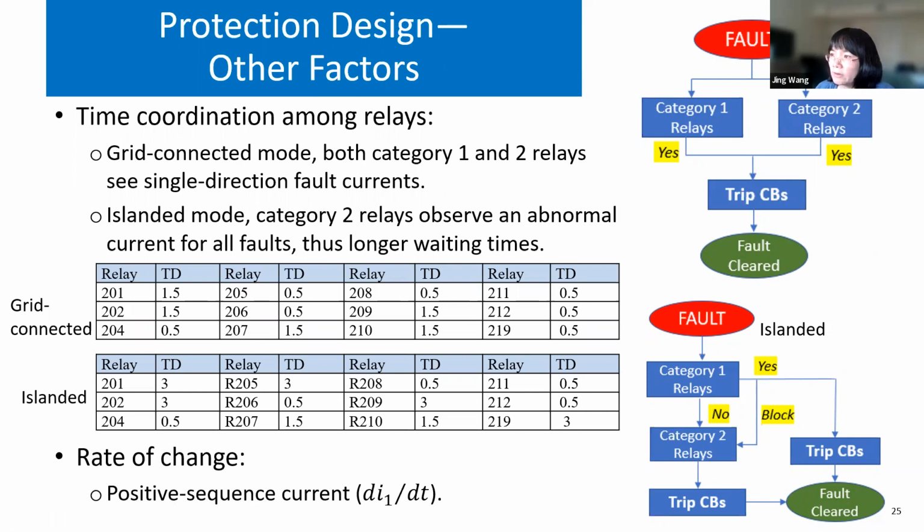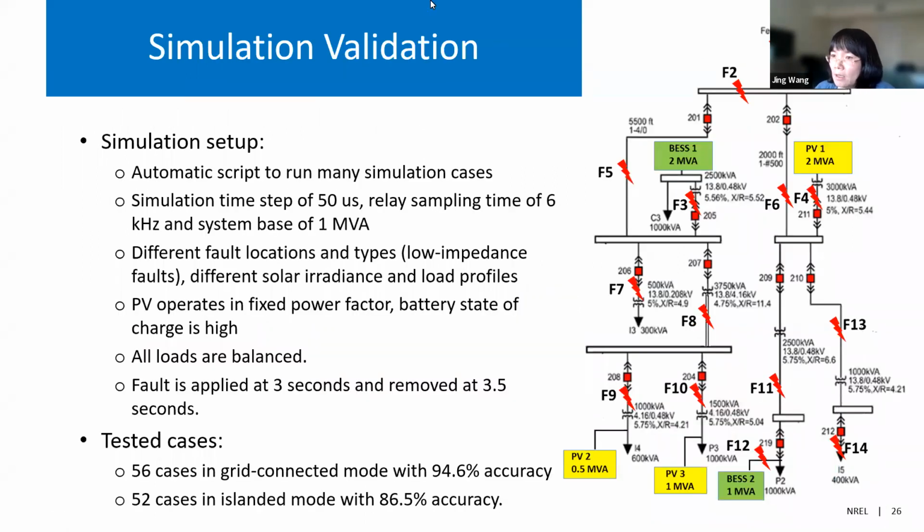We call it a traditional protection design. And then we enter the simulation validation. For the simulation setup, we also use an automatic script to test many scenarios. The simulation is running with a 50 microsecond time step, and the relay sampling rate is 6 kilohertz with a system base of 1 MVA. We run different fault locations and attacks. We only run the low impedance fault because it is challenging to detect the high impedance fault. That's future work. And we also simulate different solar and load profiles, but still limited scenarios.